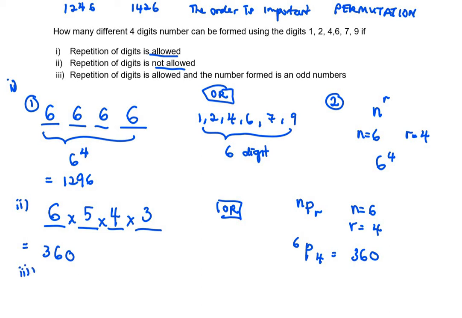Okay, for number 3, we have an additional restriction where the repetition is allowed, and the number formed should be an odd number. So you need to make sure that the number you form must be odd. How to determine whether the number is odd? You look at the last digit. You focus on the last digit. The last digit should be an odd digit, so it can be 1 or 7 or 9. Right?